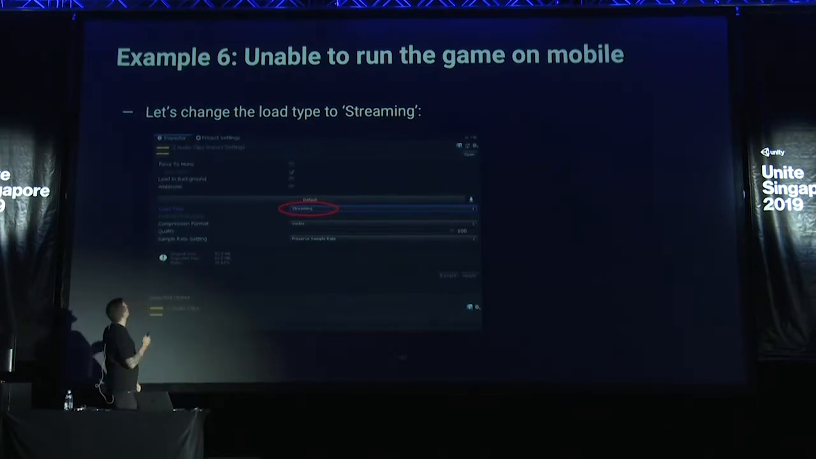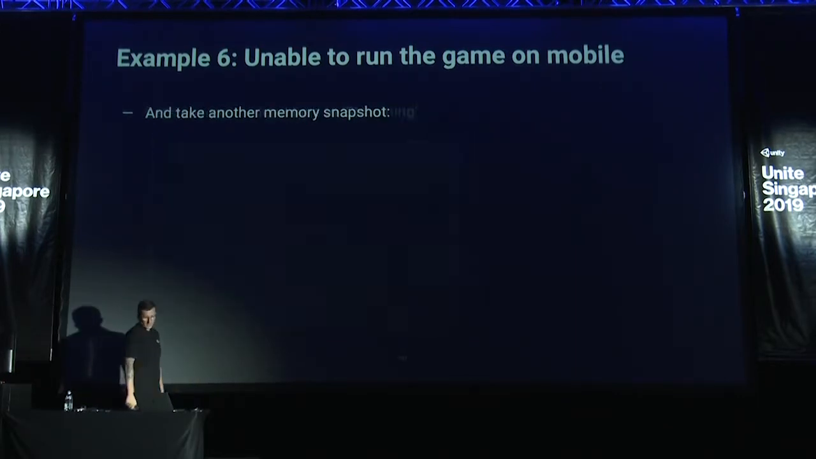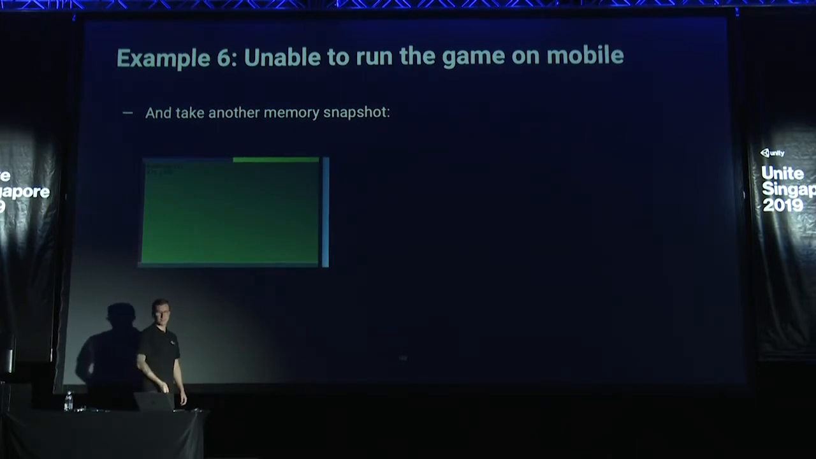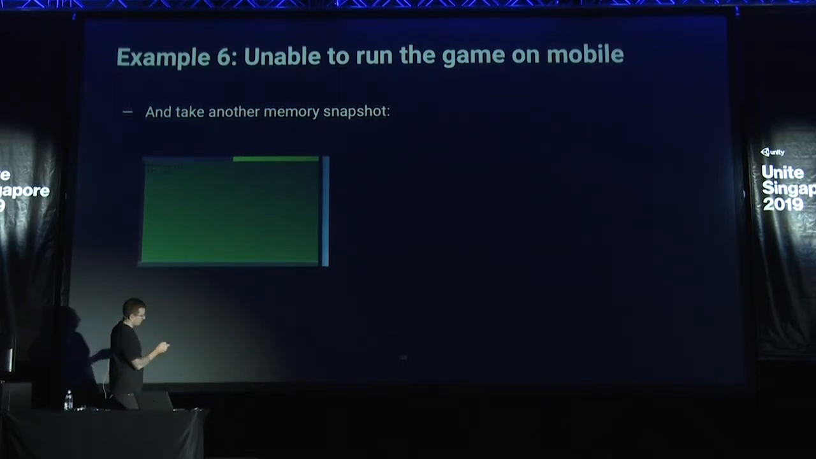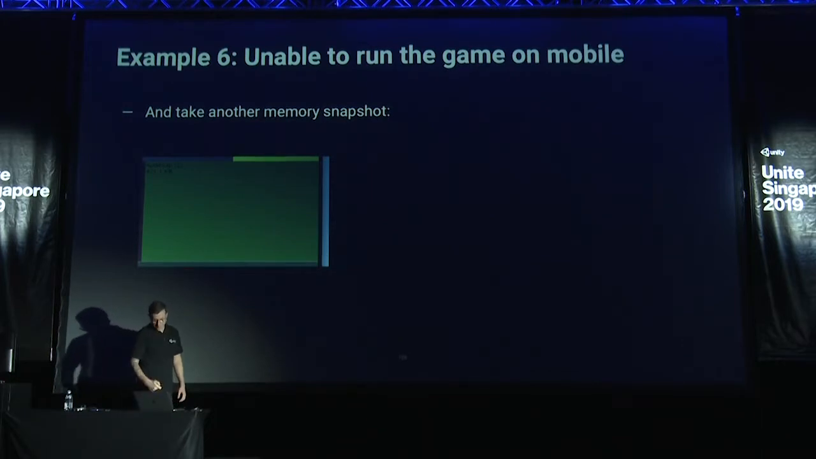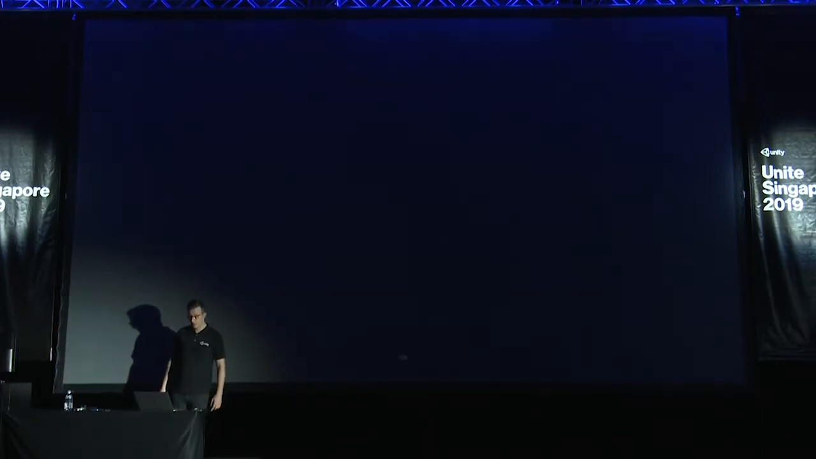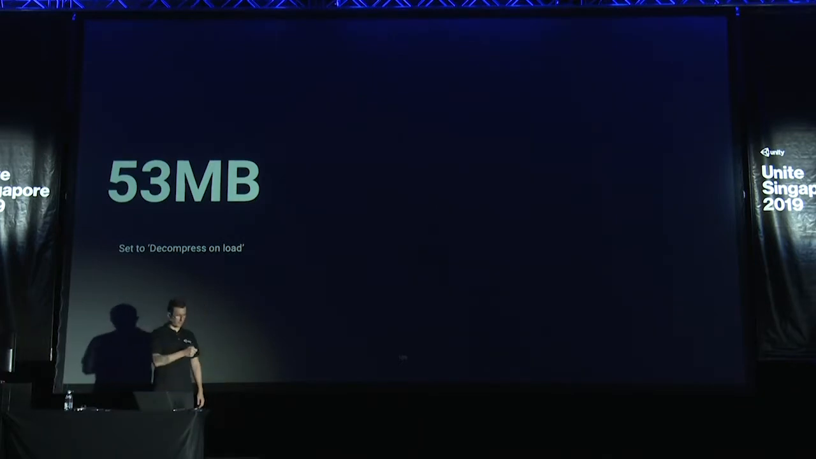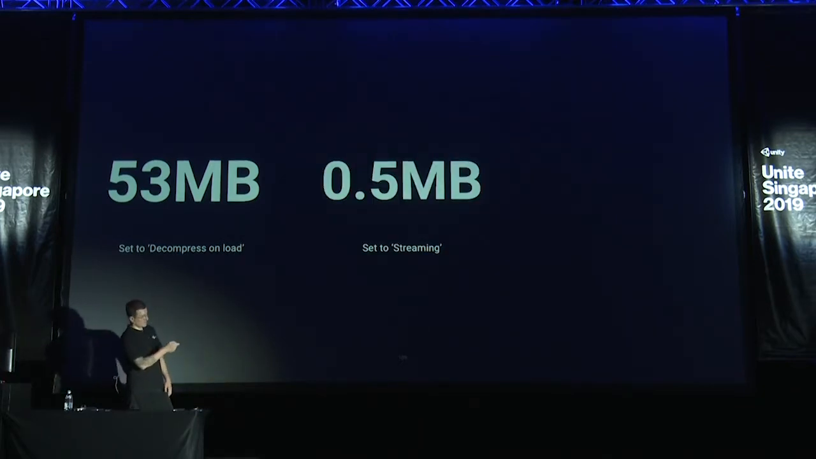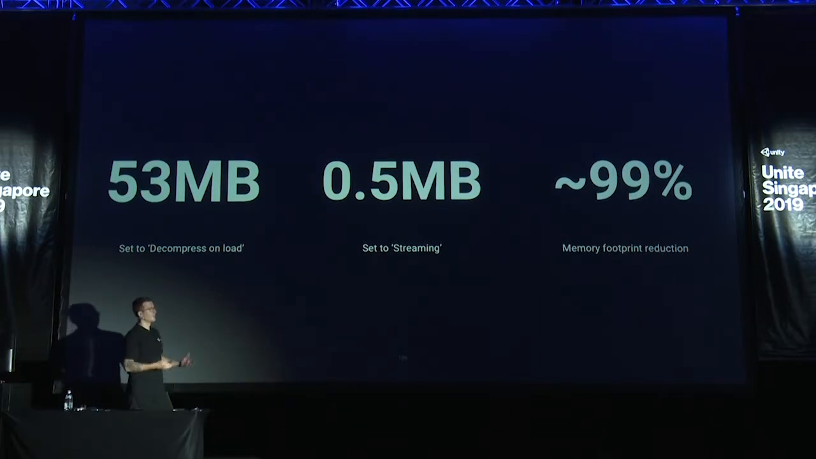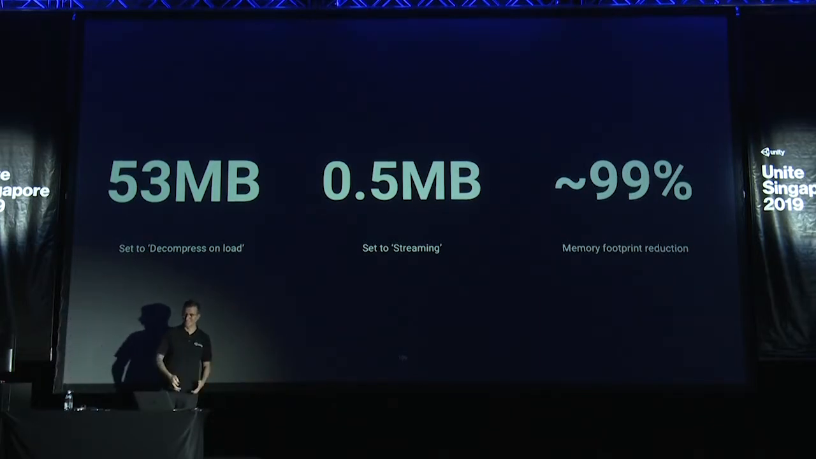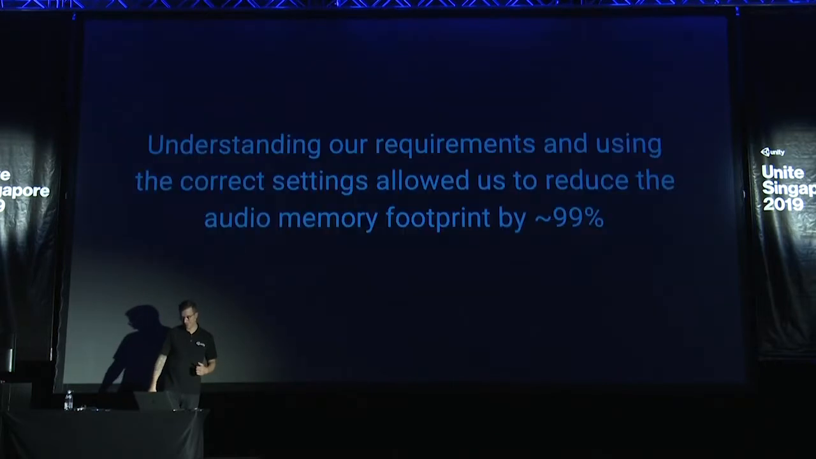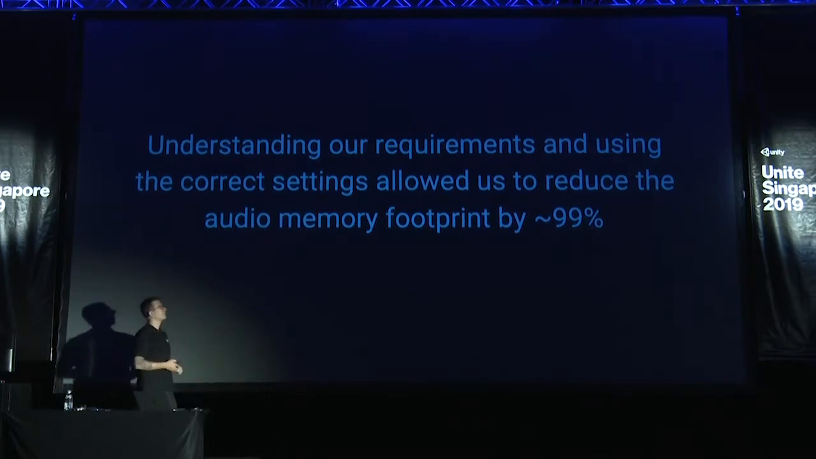So this is how it looks like. We go back, change the load type to streaming. And after coming back, what we saw is that it's reduced to 400 kilobytes for both of them. So this is a huge improvement. From 53 megabytes, we went down to barely half a megabyte. So this is a staggering 99% reduction in the memory footprint. And the lesson we have to learn from this one is that understanding our requirements can lead to really, really big improvements. In this particular example, it was 99%.